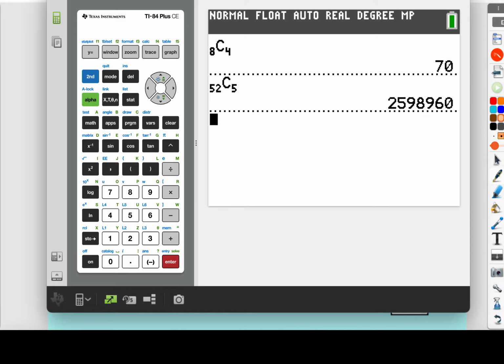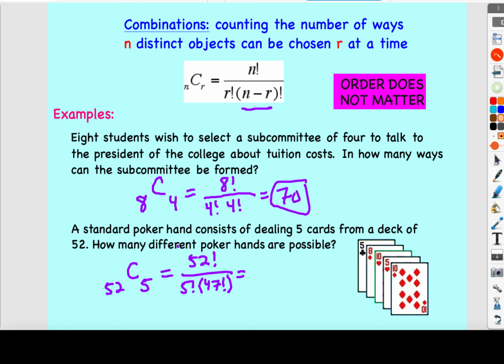And there are 2,598,960 possible poker hands that can be dealt. Again, combinations are very helpful when order doesn't matter. The objects are distinct, but the order in which we're doing those things doesn't matter. It doesn't matter if you're the first card in or the last card in. If you're one of the cards in the hand, right, it works.